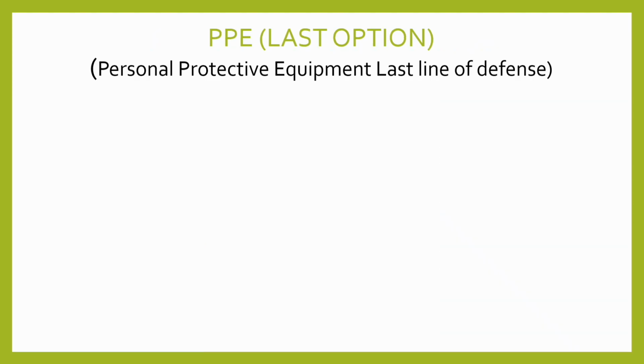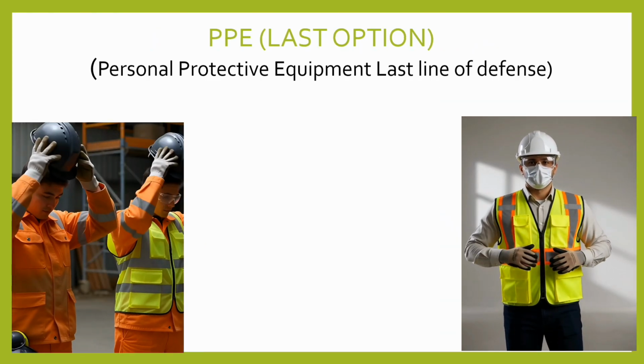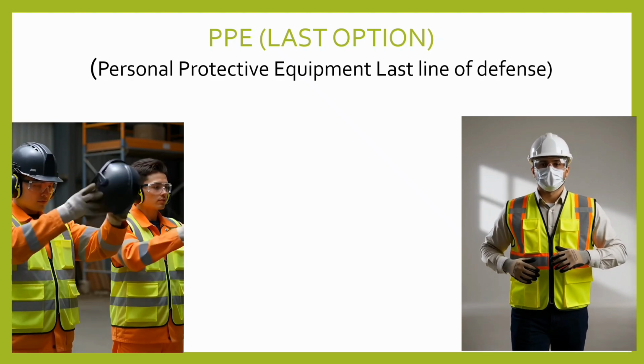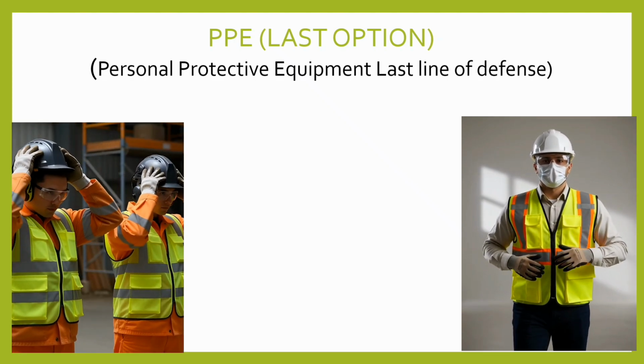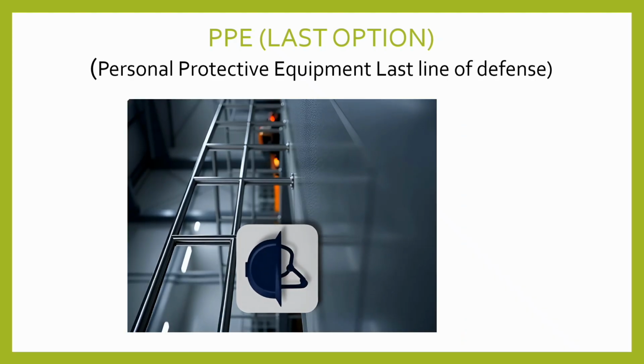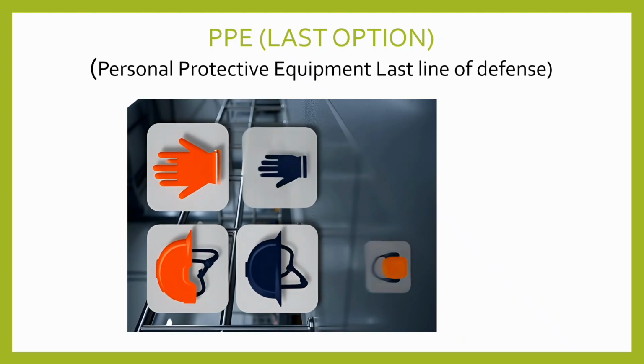The last level is personal protective equipment or PPEs. PPE is the last line of defense. It protects the worker, but the hazard is still present. Examples include helmets, gloves, safety shoes, and masks, etc.